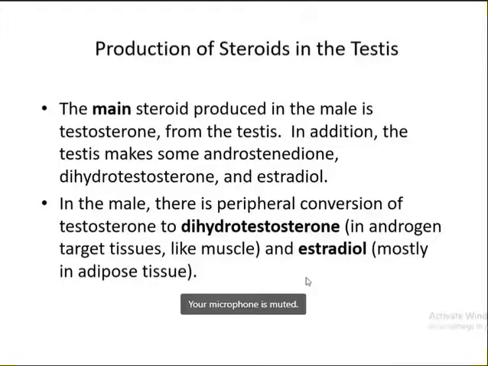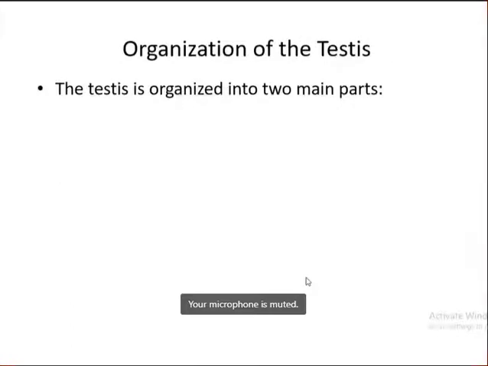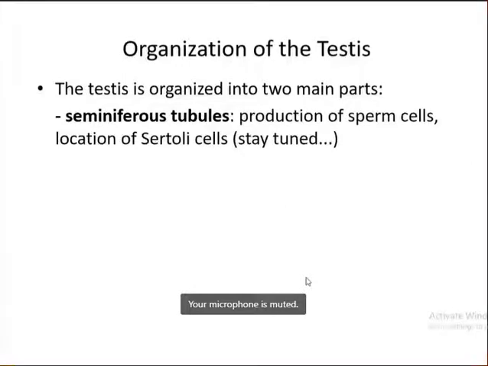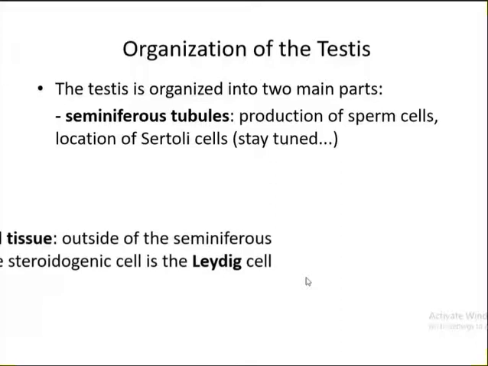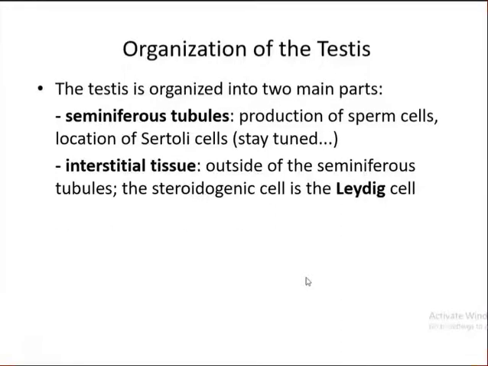The testis is organized into two main parts: seminiferous tubules, for production of sperm cells and the location of Sertoli cells, and interstitial tissue outside of the seminiferous tubules, where the steroidogenic cell is the Leydig cell. There are two cells, Sertoli cells and Leydig cells. Steroidogenic cell means testosterone is produced by the Leydig cell. Remember.